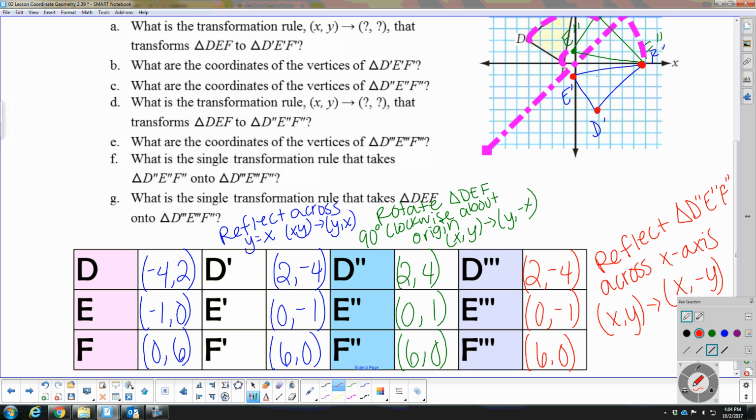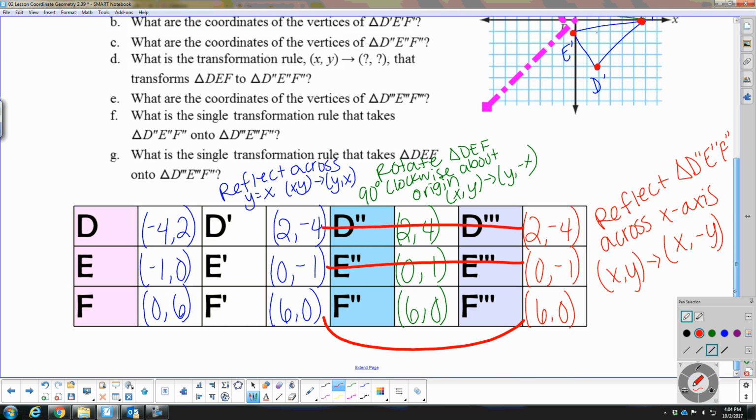And you can look at your chart too to draw the conclusion that these two points are the same, and these two points are the same. So you can gather then that to rotate triangle DEF 90 degrees clockwise and then reflect it across the x-axis is the same as reflecting it over the line y equals x.